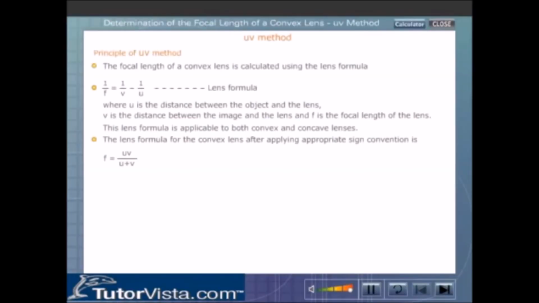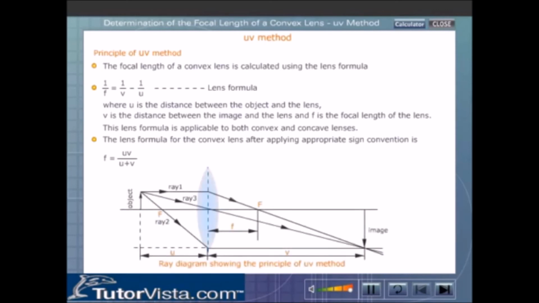Focal length of convex lens. Principle of UV method. The focal length of a convex lens is calculated using the lens formula. 1/f = 1/v - 1/u is the lens formula, where u is the distance between the object and the lens, v is the distance between the image and the lens, and f is the focal length of the lens.